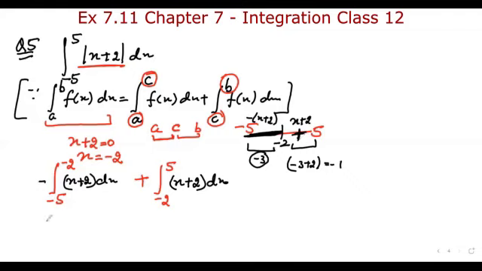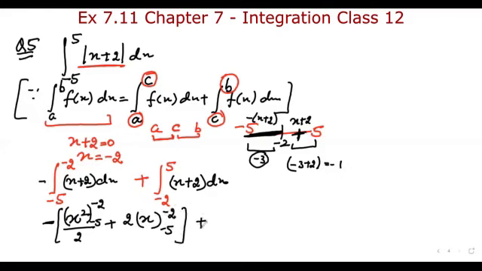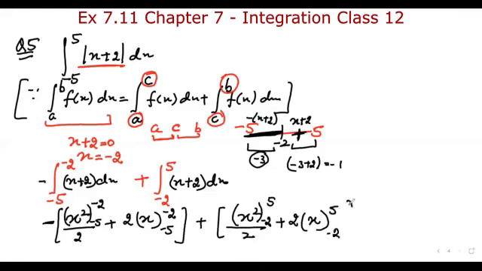Now if I integrate, minus integration of x is x square upon 2, plus 2x, the limit is minus 5 to minus 2, then integration of x is x square upon 2, the limit is minus 2 to 5, plus 2x, limit is minus 2 to 5, like this. Now we will solve it.